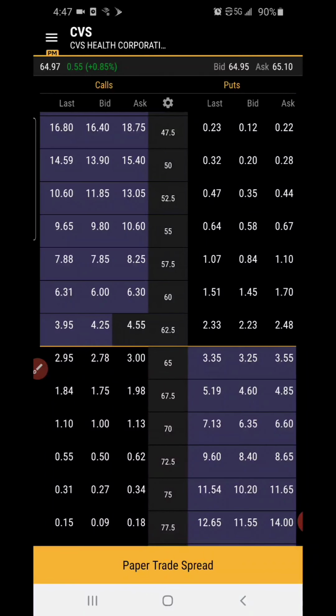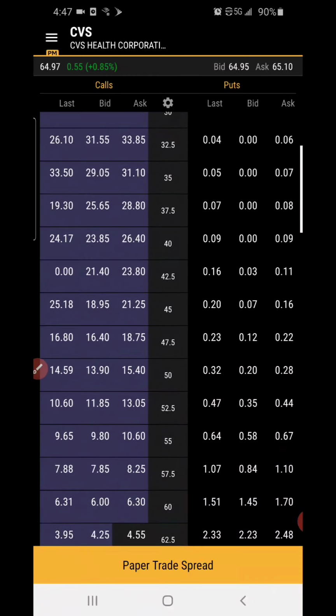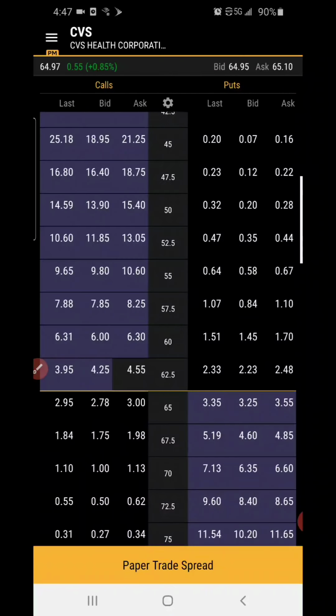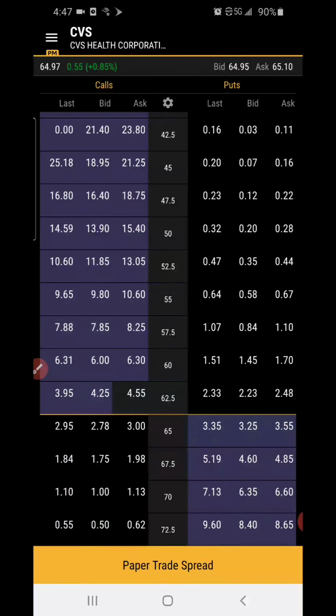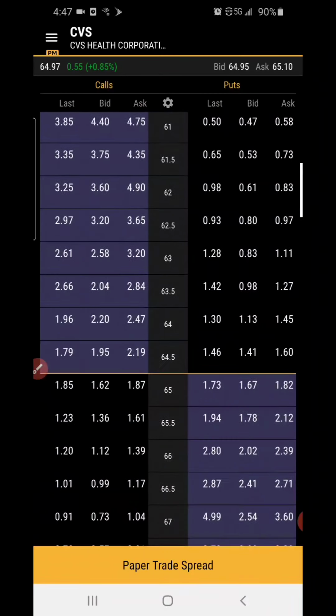And then instead of selling an August call at a higher strike, we're going to sell, let me just try to remember what I did exactly for the trade. Yeah, I'm drawing a blank on exactly what I did for the trade.